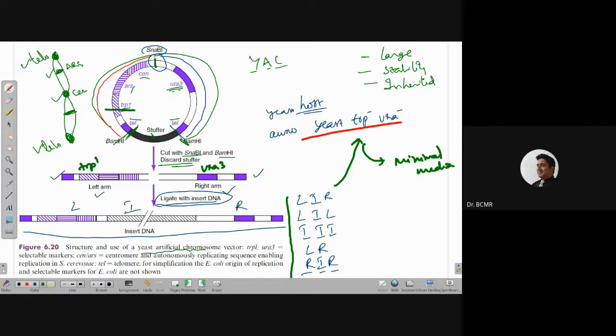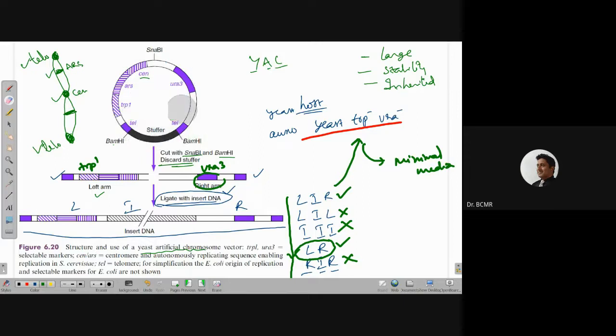That's right. So LIR will grow. LIL will not grow because it is missing the uracil gene. III will not grow because it will miss both. This will not grow. This is also likely to grow, unless we have treated with alkaline phosphatase, in which case this may not have formed. Right? So that is the scheme, or the design.